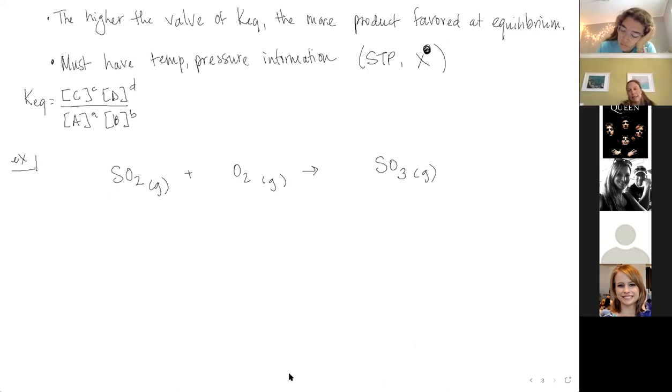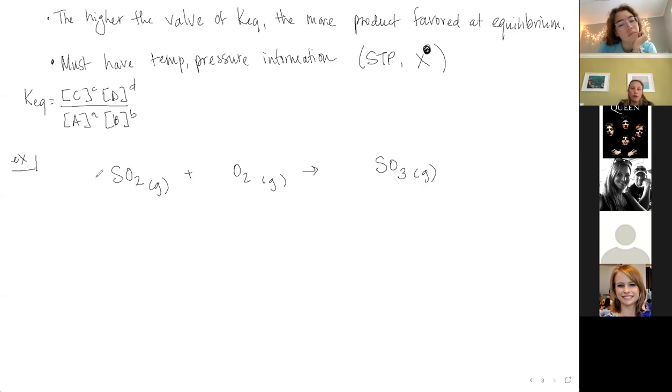So is this equation balanced? No, this equation is not balanced. We have 4 oxygen and 3 oxygen. So our sulfurs are balanced, but our oxygens are not balanced. So in order to balance this reaction, what do we need to do? Count them on both sides and make them equal.